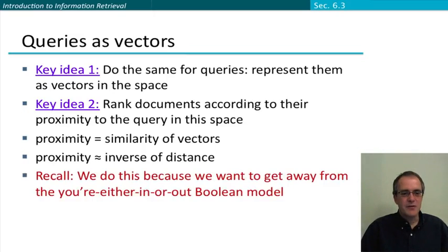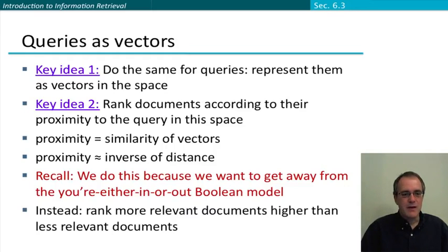And we're doing this because we want to get away from the you're either in or out Boolean model and have a relative score as to how well a document matches a query. We're going to rank more relevant documents higher than less relevant documents. Let's try and make that all a bit more precise.